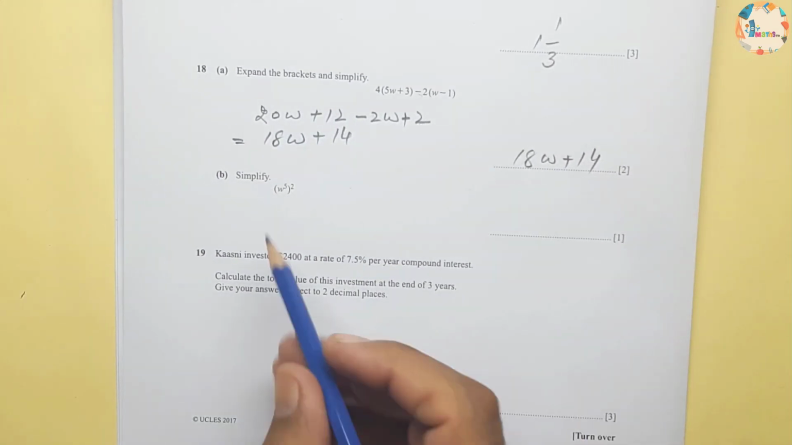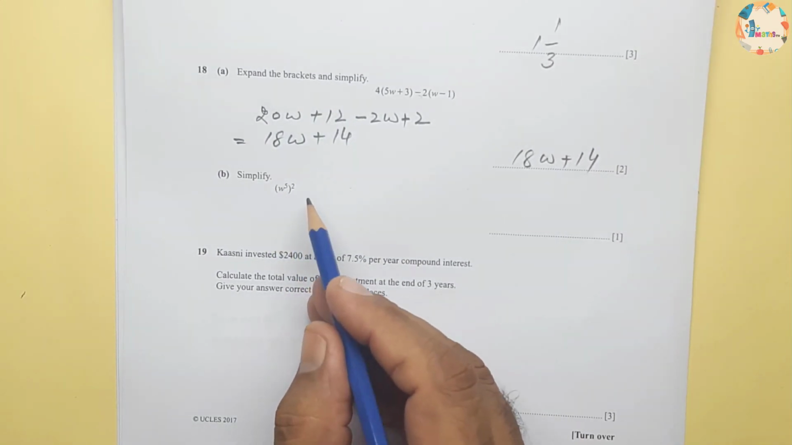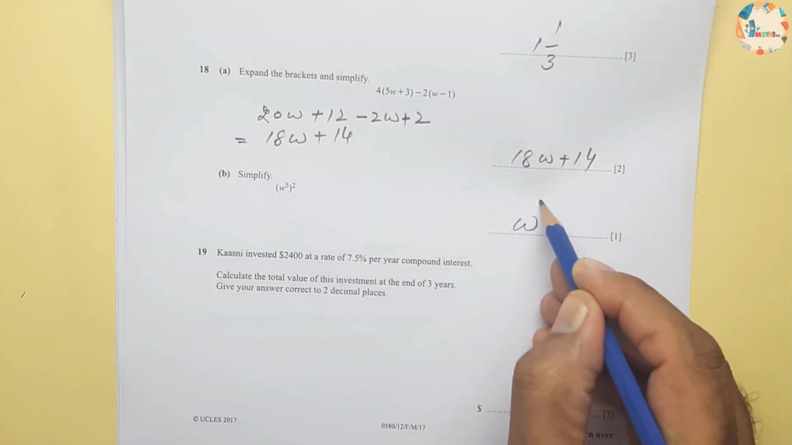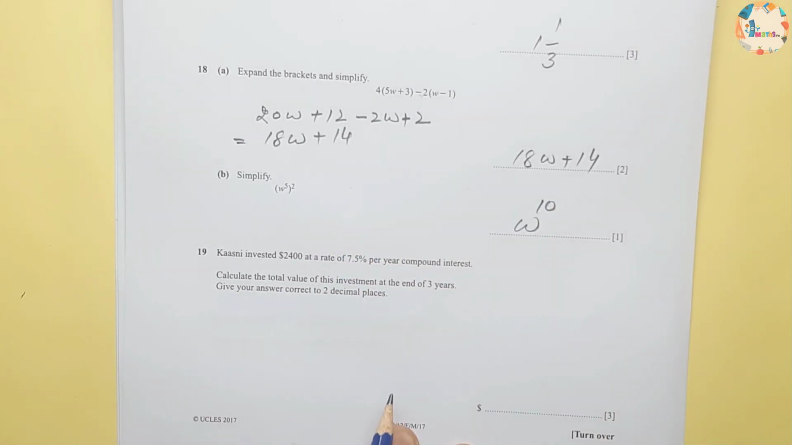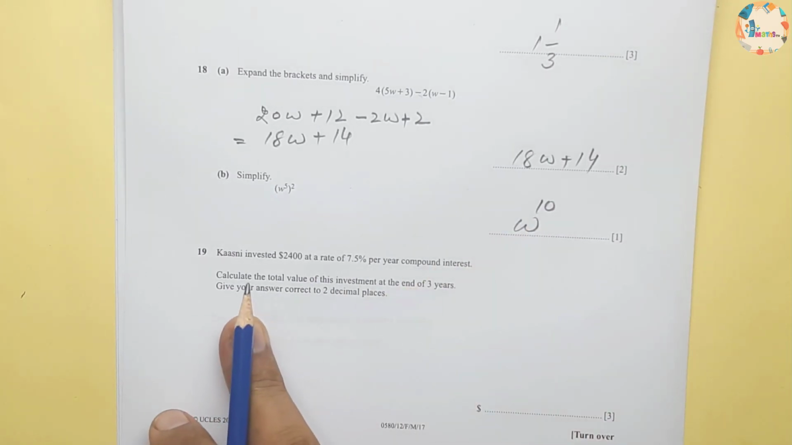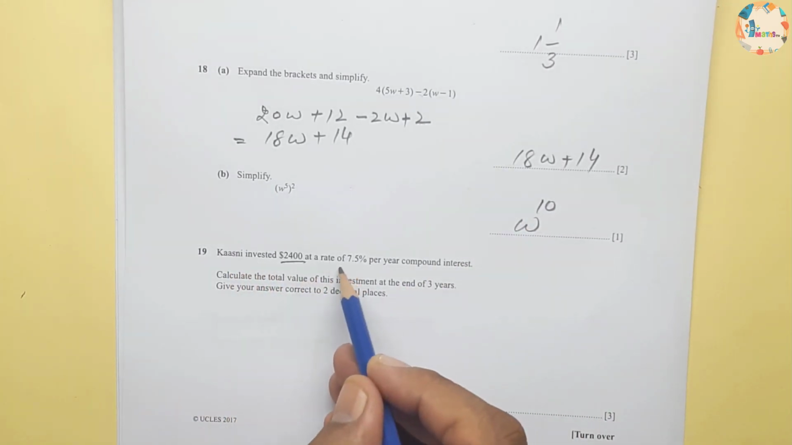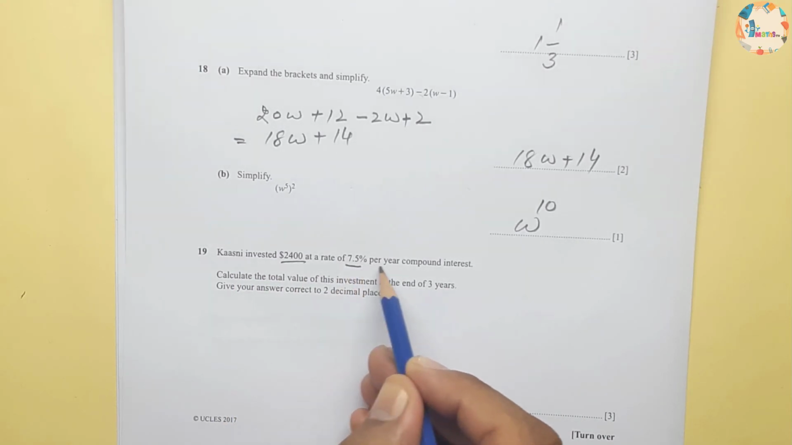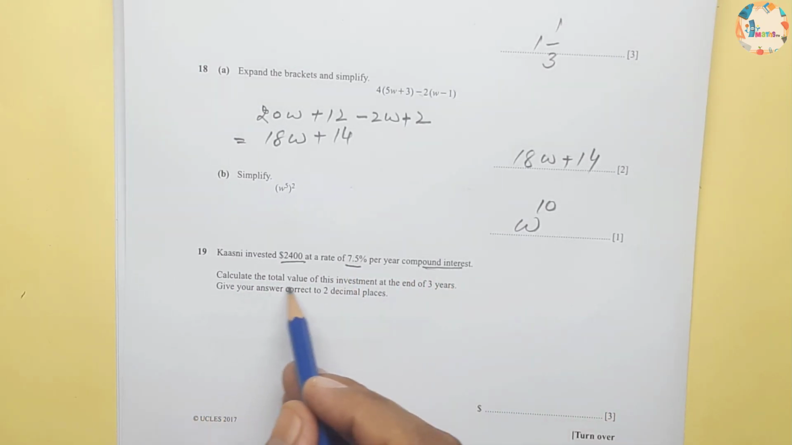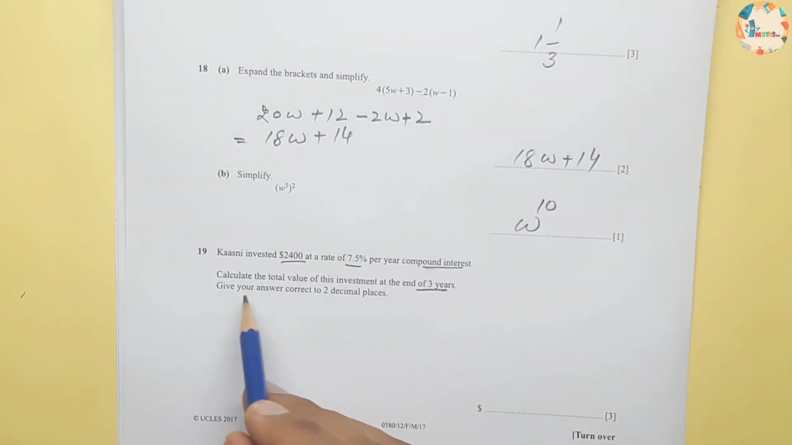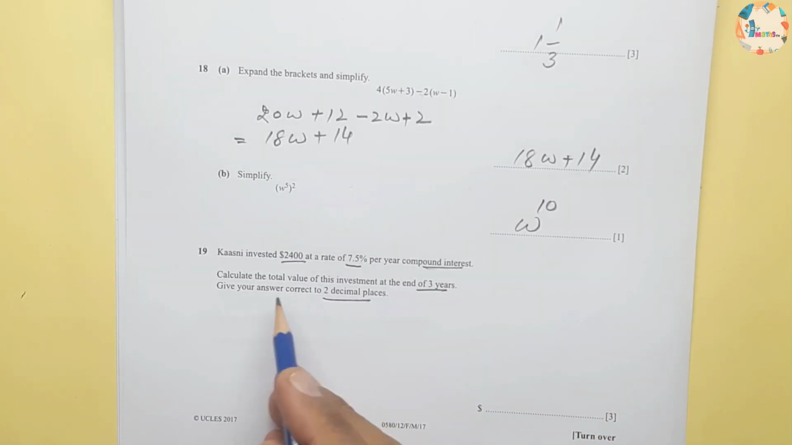Then simplification. This is the power of a power rule, so 5 into 2 will be 10, so we can write w raised to the power 10. It's a 1 mark question, so no need for any working. Next: Kasani invested this amount at a rate of this much per year compound interest. Calculate the total value of this investment at the end of 3 years. The answer should be provided to 2 decimal places.